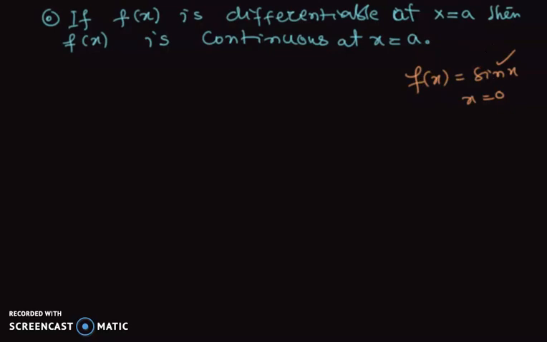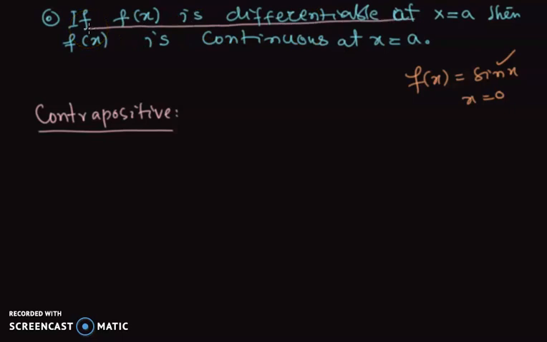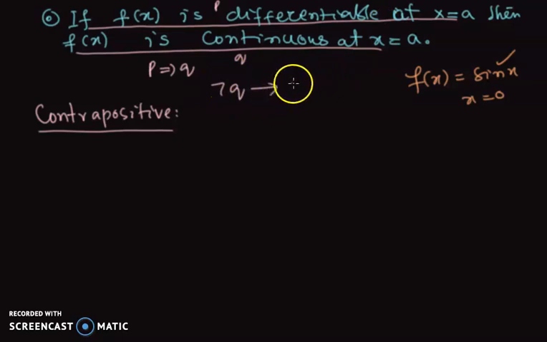But what is important from here is you can think of the contrapositive of this statement. The contrapositive of the above statement: this is the if statement and this is the then statement. So you negate the then statement and the if statement. This is my statement P and this is my statement Q. So P implies Q was this statement. What I need to construct is its contrapositive, which is not Q implies not P.